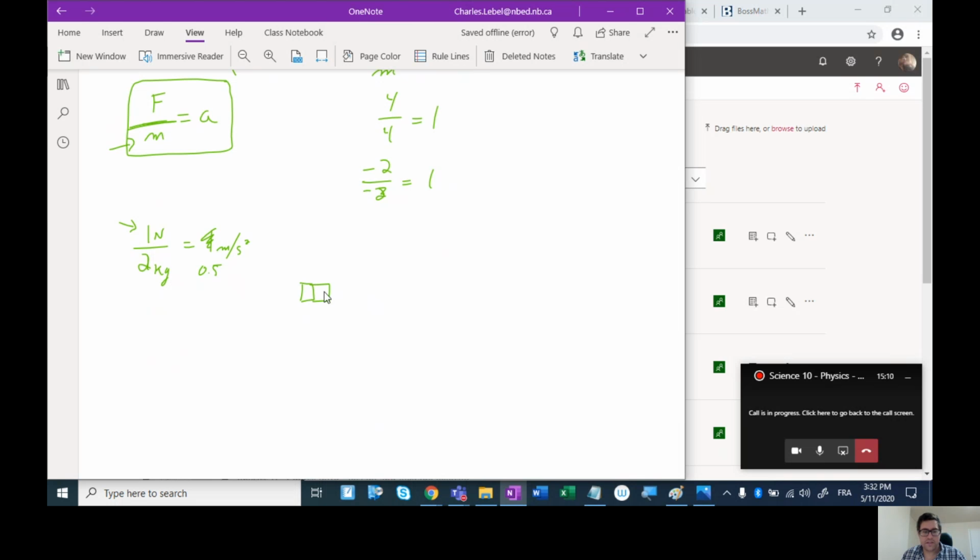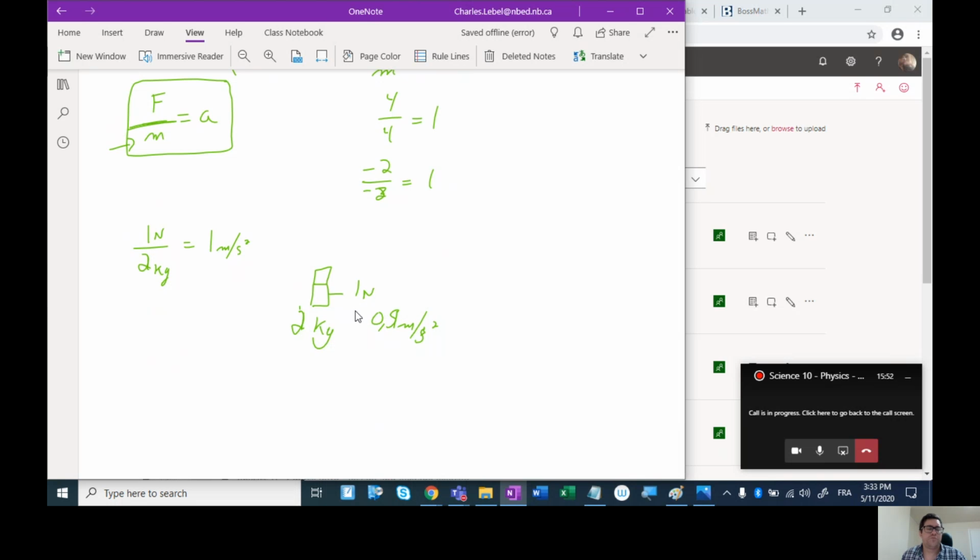So what this means is, if I have a person who pulls a 1 kilogram block with a force of 1 Newton, the person will go at 1 meter per second squared. But if I put another block on top of it, like this, now it's 2 kilograms. If the person still pulls at 1 Newton, he will go half that speed. That's what this means.